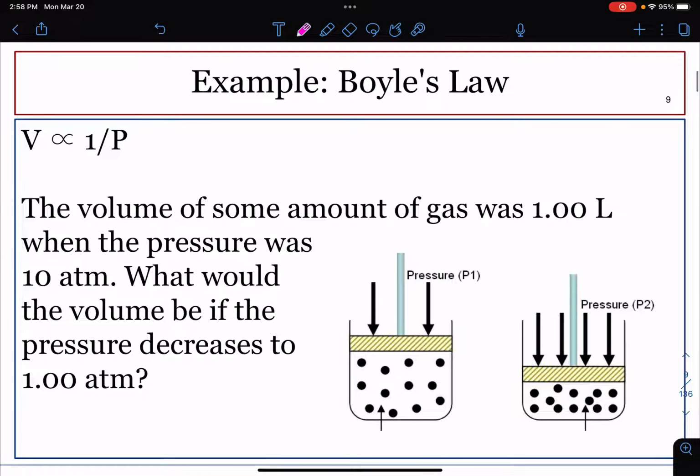So looking at this sample problem that says the volume of some amount of gas was 1 liter when the pressure was 10 atm, what would the volume be if the pressure decreases down to 1? So look at the pressure and realize that the pressure has decreased by a factor of 10, from 10 atm to 1 atm. That means the volume needs to increase by a factor of 10. So the volume, starting out at 1 liter, would increase to 10.